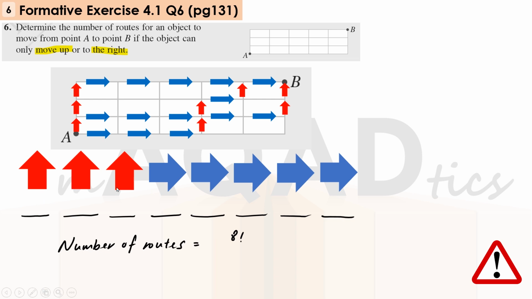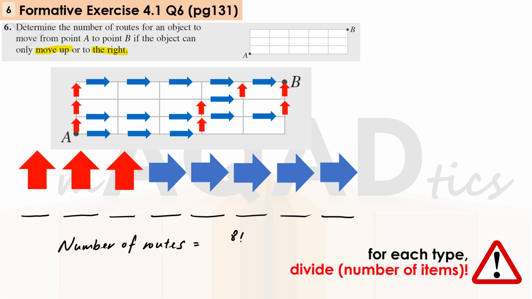However, here we have movements which are identical. For example, these 3 movements are going up. So for each type of movement, we need to divide by a factorial. Right, so the first factorial is here we have 3 movements going upwards, so we divide by 3 factorial. Here we have 5 movements going to the right, so we divide by 5 factorial. So you put this into the calculator, you get your answer, which is 56.